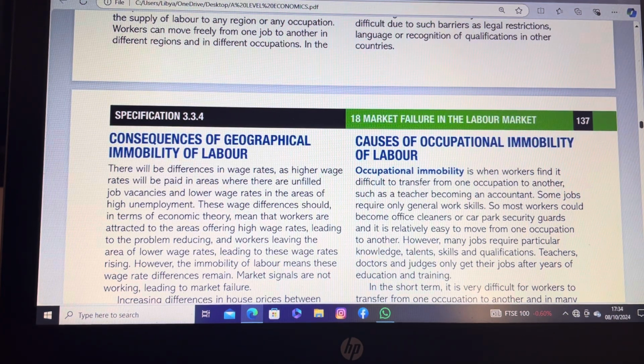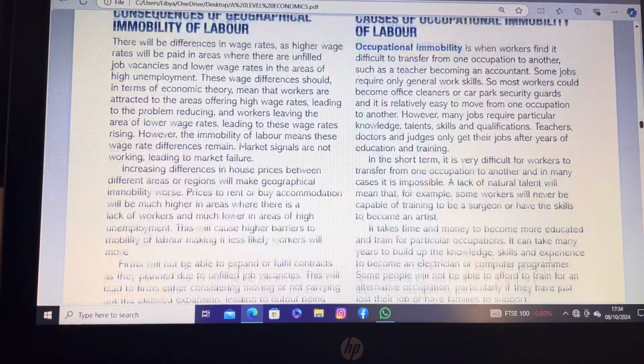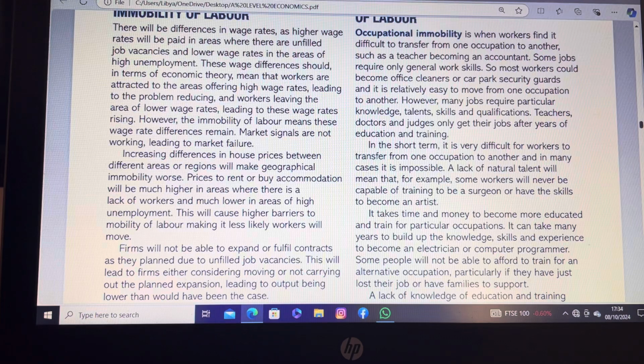What can be the consequences? They said the first consequence is that firms may not be able to expand or fulfill contracts as they plan to do, because there will be job vacancies, but there will not be any available workers to fill those vacancies. Then, secondly, because of the inability of workers to move from one country to another in the set geographical region where these jobs are available, there will be a shortage in the supply of labor.